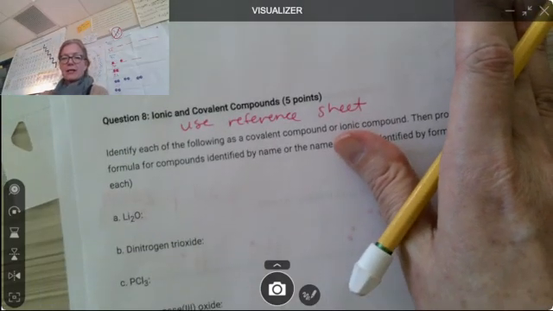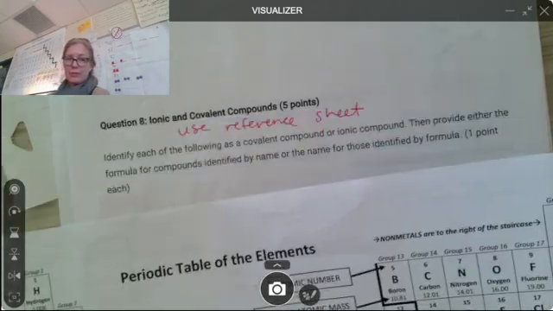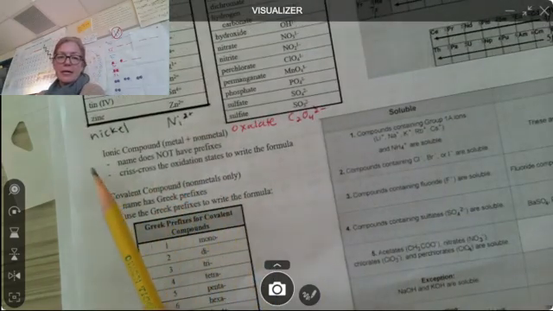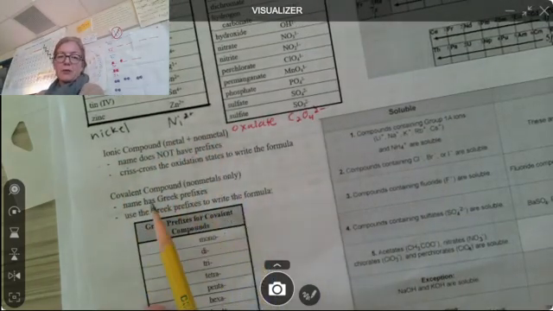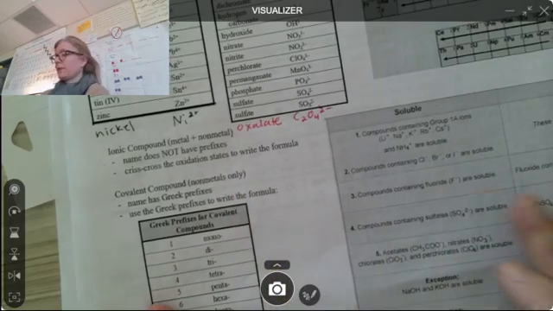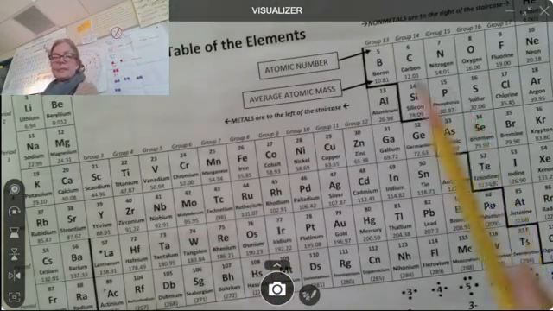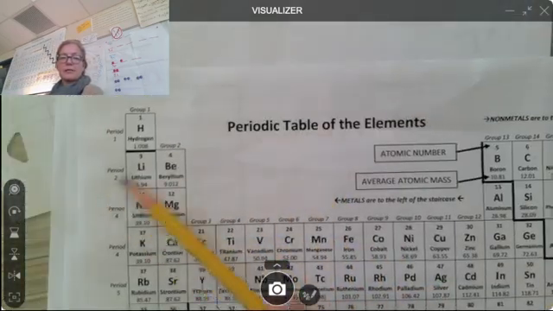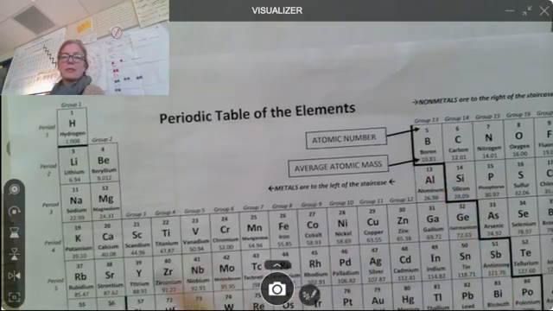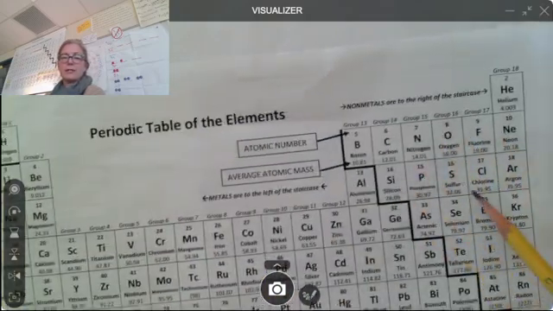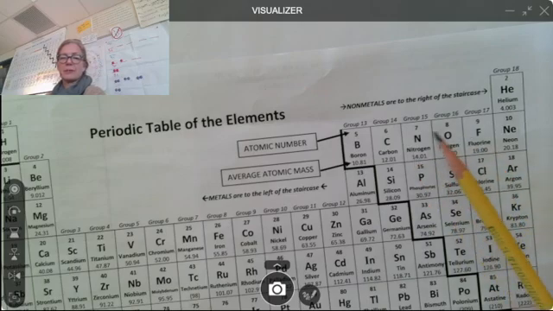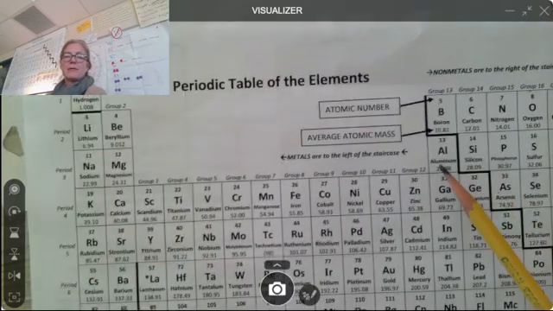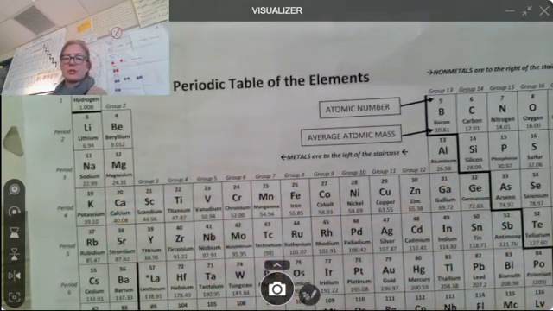Question 8, I think this reference sheet will be very helpful. Question 8 is about ionic and covalent names and formulas. So if you look back here, ionic is a metal bonded to a nonmetal. Covalent is nonmetals only. And if you remember on the periodic table, this staircase right here separates the metals from the nonmetals. Everything on this side of the staircase is a nonmetal, and I put a little note up there, including the hydrogen, which is kind of grouped in with these ones. And then everything on this side of the staircase and below hydrogen is a metal.